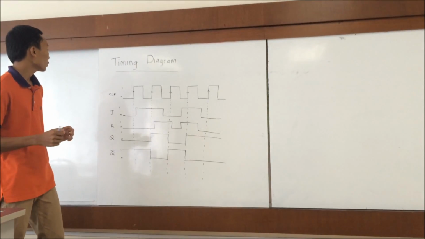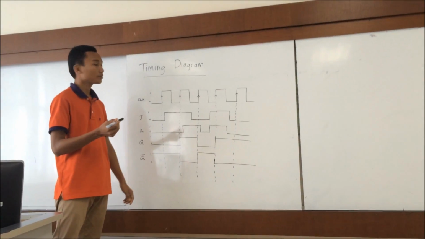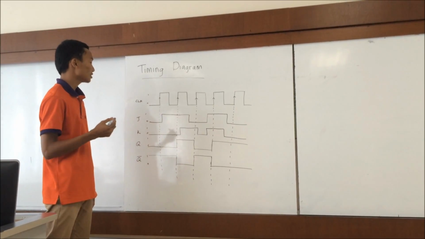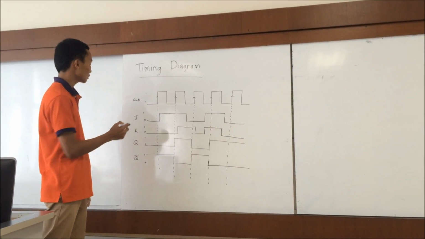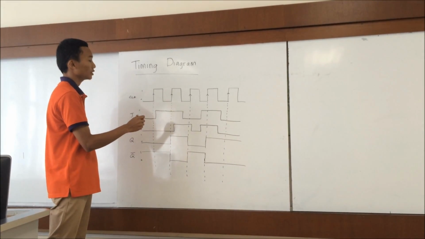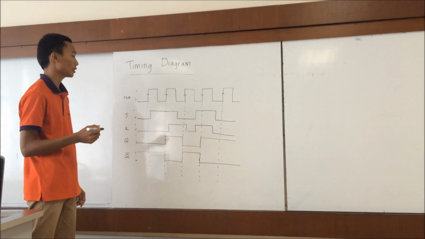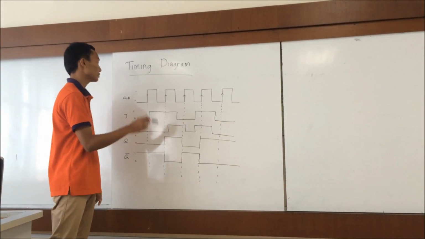So now I will explain about the timing diagram. For this timing diagram, I didn't refer to the truth table, so the input is not exactly the same as the truth table. I just put it randomly.